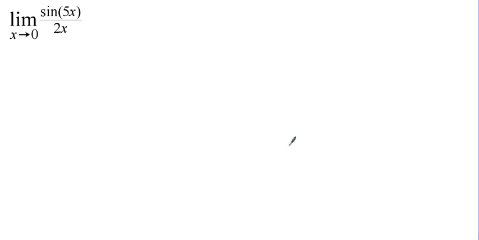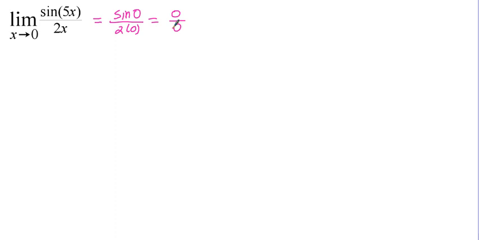The first step when evaluating any limit is to just plug in your x value. So when we plug in 0, we end up getting the sine of 0 over 2 times 0, which is 0 over 0. So unfortunately, this is one of our indeterminate forms, and we have to proceed in a different manner. So we have two options for this particular problem.